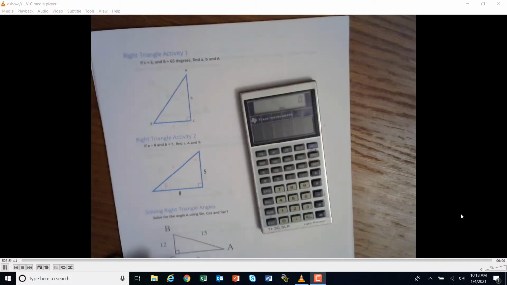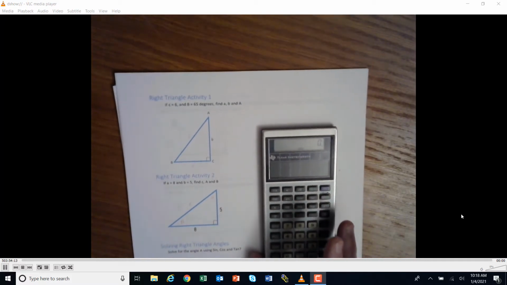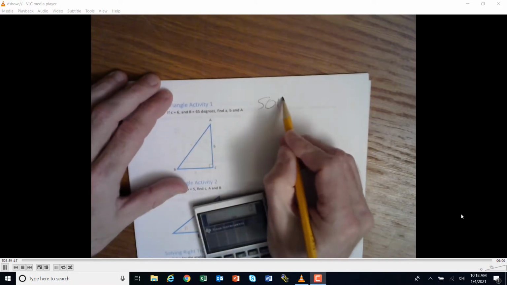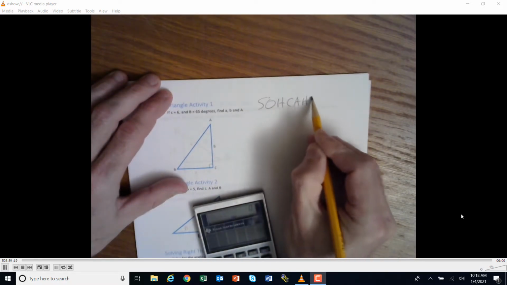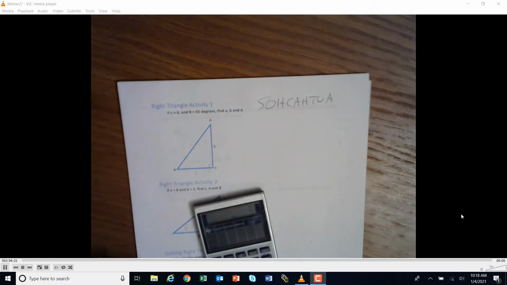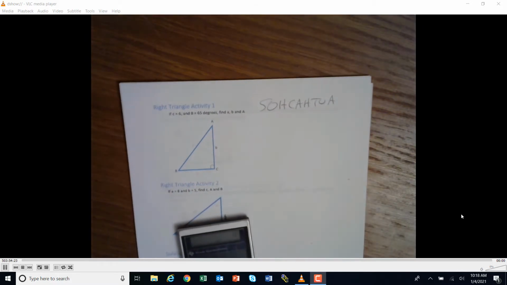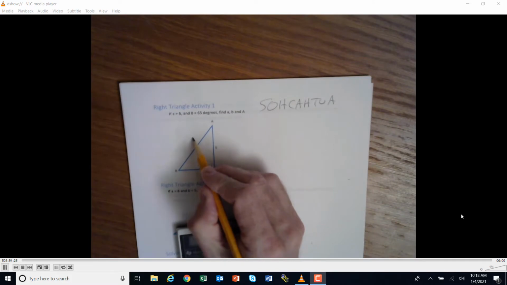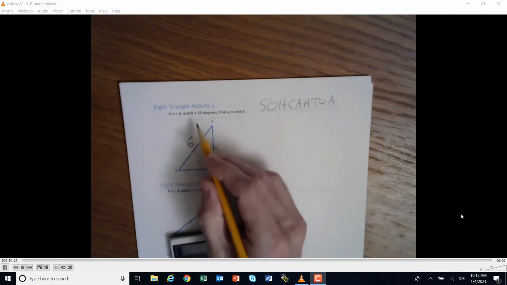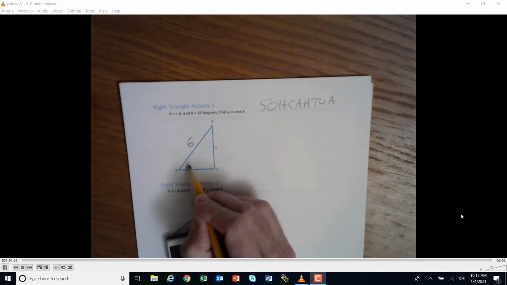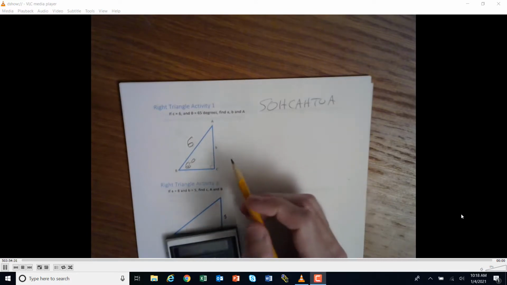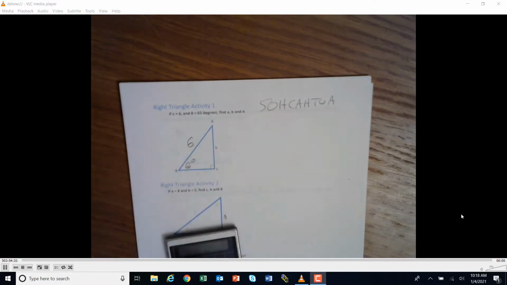I'm going to work through some right triangle examples here using SOHCAHTOA. So I'll go ahead and write that up here. SOHCAHTOA. Okay. So the first one here, we've got C equal to 6, which is this side over here. We have B, which is this angle, 65 degrees. And we want to find the rest of these, A, b, and that other angle there.